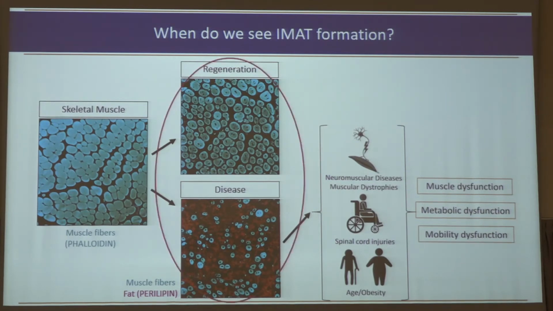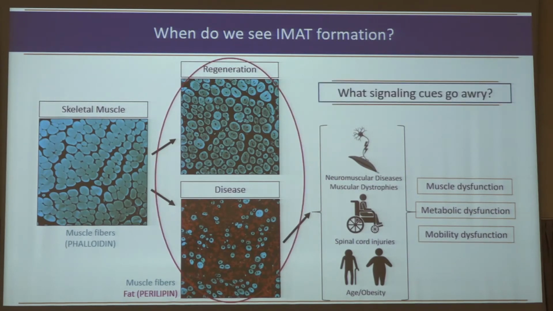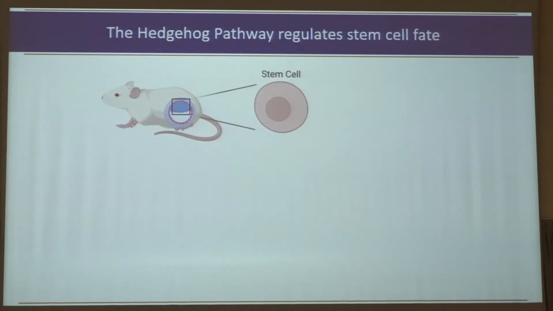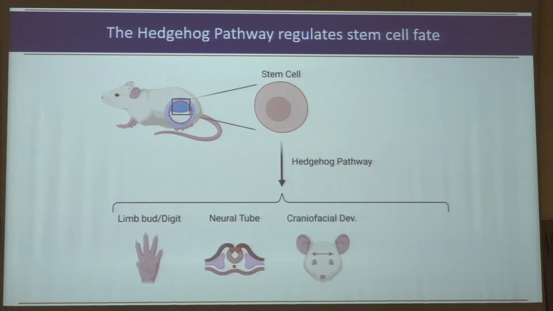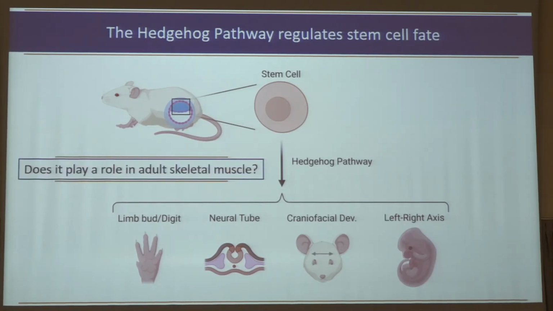So I'm primarily interested in what signaling cues go awry that lead to IMAT formation in order to regulate or control this. So the Hedgehog pathway has been extensively studied during embryogenesis, where it regulates and dictates stem cell fate, leading to limb bud and digit formation, neural tube formation, craniofacial development, and left-right axis of the human body. So does Hedgehog play a role during adult skeletal muscle too?